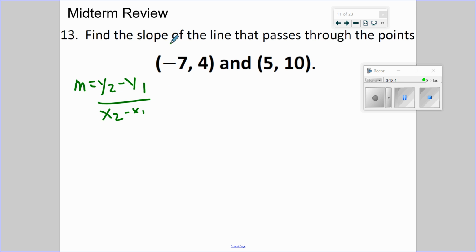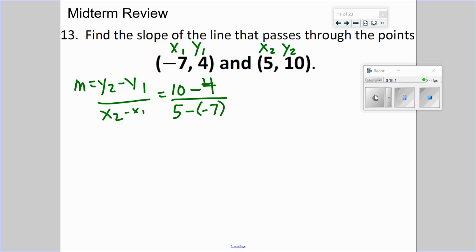Your best bet is label your coordinate points. x1, y1 means it's your first set of coordinates. x2, y2 is your second set of coordinates. Now we're going to substitute. y2 is 10. 10 minus 4 over x2 is 5 minus x1 is a -7.